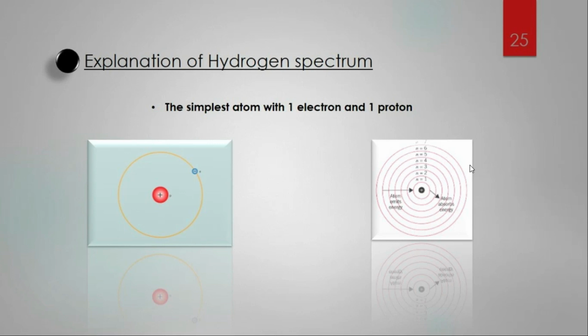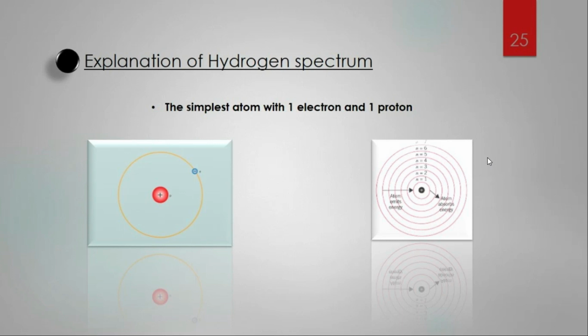Now at this point, a question may be arising in your mind: why are we experimenting only with the hydrogen atom and not anything else? The reason behind it is that the hydrogen atom is the simplest among all atoms. It has only one proton in the nucleus and one electron revolving around that nucleus.